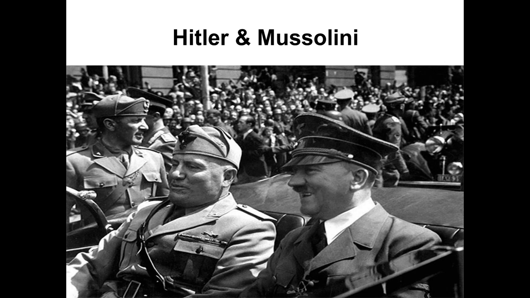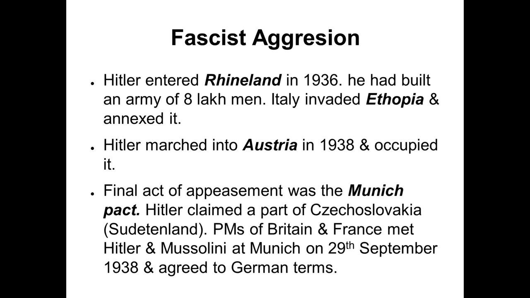Now he enters the Rhineland in 36 and builds an army of 8 lakh men. You must remember, the Treaty of Versailles said you cannot have more than 1 lakh people in your army. He raises an army of 8 lakh people. He invaded Ethiopia and annexed the state. He marched into Austria and occupied it. And then there was something called the Munich Pact. Hitler claimed a part of Czechoslovakia, certain land, because some Germans lived there. So he said, this is my area.